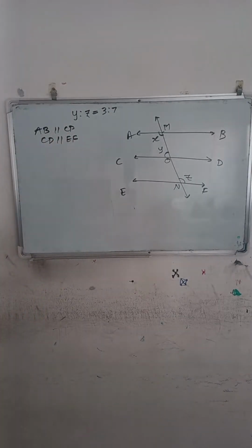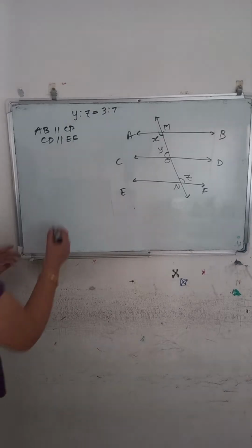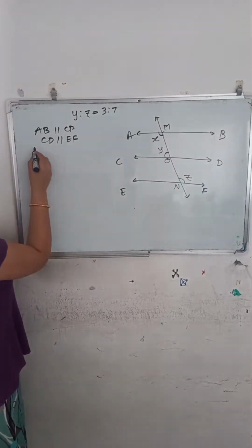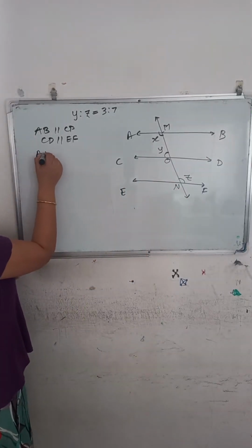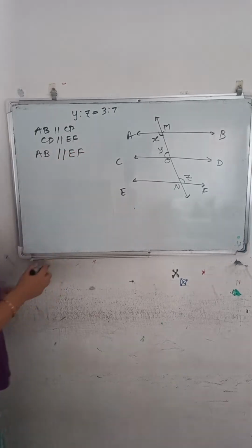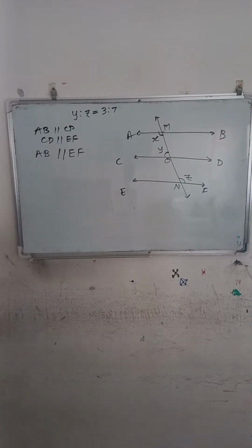Then here we want to find the values of X and Z. In short, we have to calculate the values of all three angles. They are saying AB is parallel to CD, CD is parallel to EF. That means we can say that AB is also parallel to EF. So from the given we can conclude here.